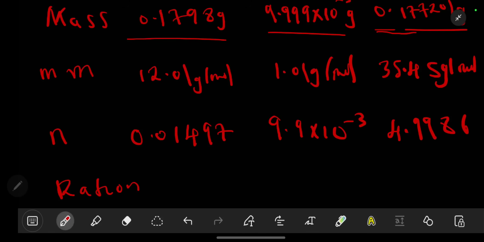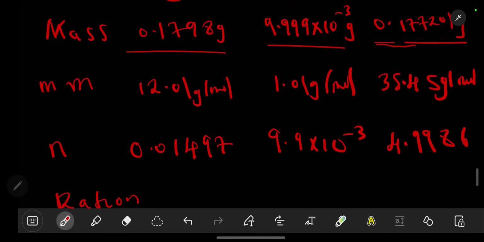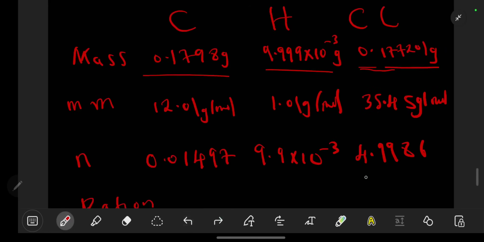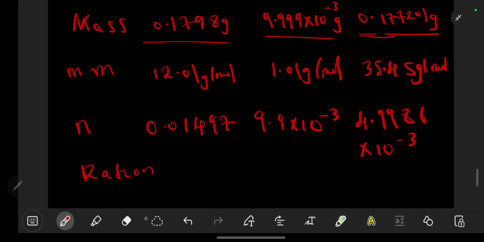So from here, what we are going to do is look at the smallest value among the three. We have this times 10 to the power negative 3. That is what we have. Then for the last part, we are just going to have our ratio. So for the ratio, you divide by the smallest.